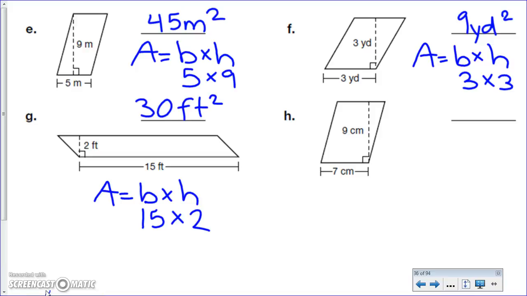All right, last problem on the chart here. We know that this is a parallelogram, so the area is base times height. All right, now we need to fill in the base and the height. So we know our base is 7 centimeters and our height is 9. So 7 times 9 is 63. So we have 63 centimeters squared.